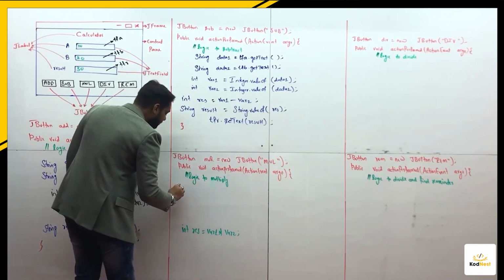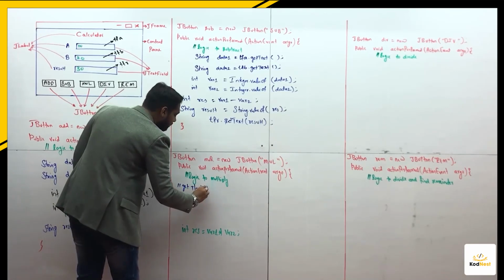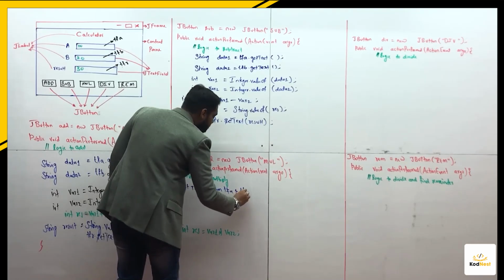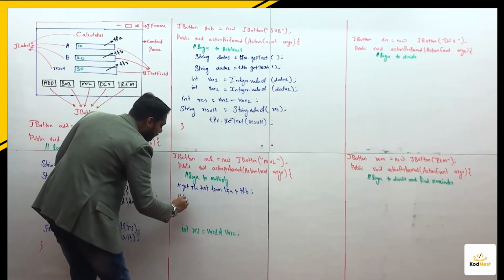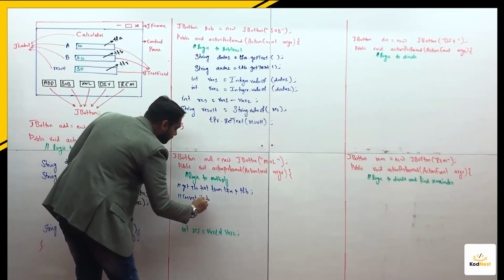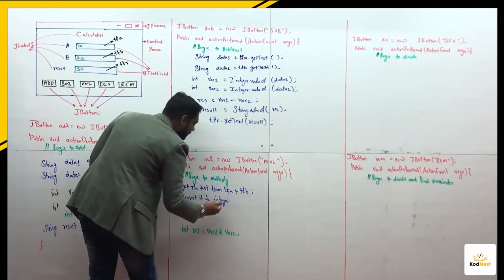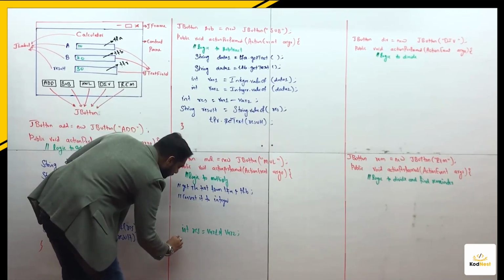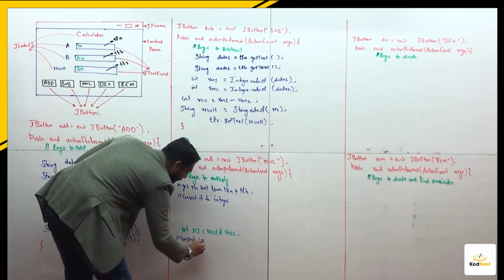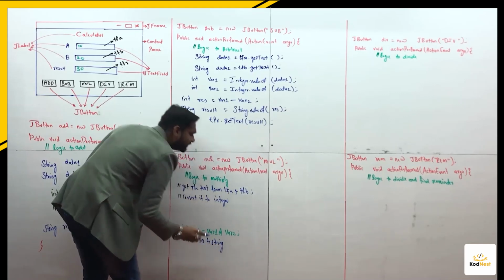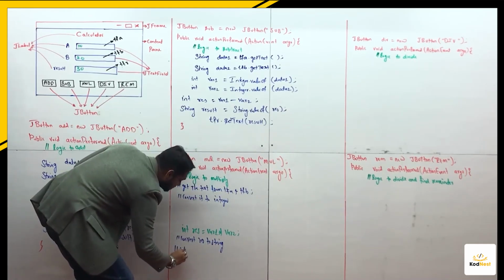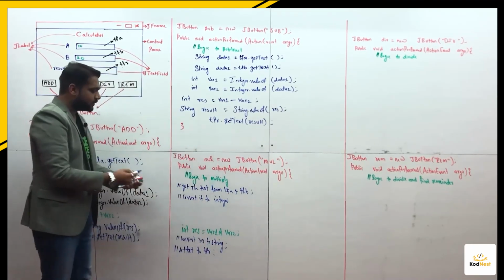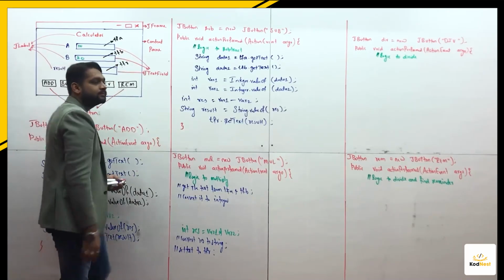Means you have to get the text from the text field A and text field B. Then you have to convert it to integer. After converting, multiply. After multiplying, convert the integer to string. Convert res to string. After converting res to string, set text to T of R. That is what you have to do. Ultimately, that is what you have done.